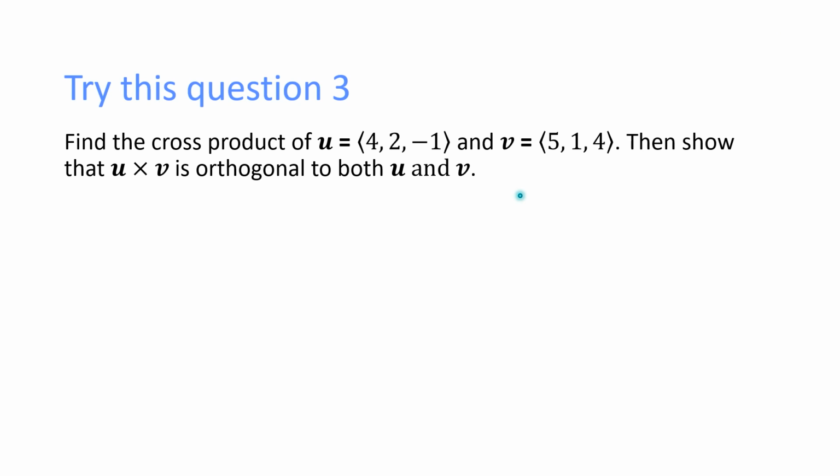Here is the answer to try this question number 3. You were asked to work out u cross v to show that it is orthogonal to both u and v. So for the first part, u cross v gives you 9, negative 21, negative 6. Again, you can watch example number 3 again to find more details as to how we can work out this particular answer and the steps which are involved.